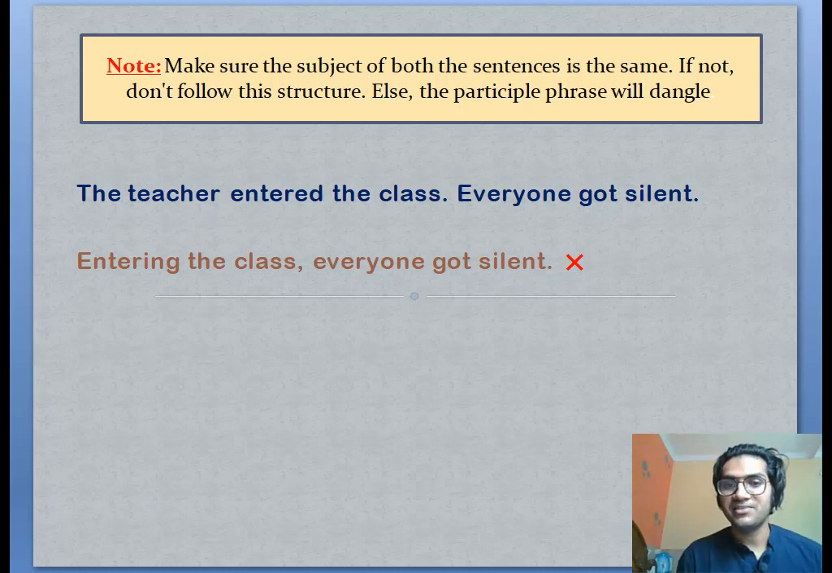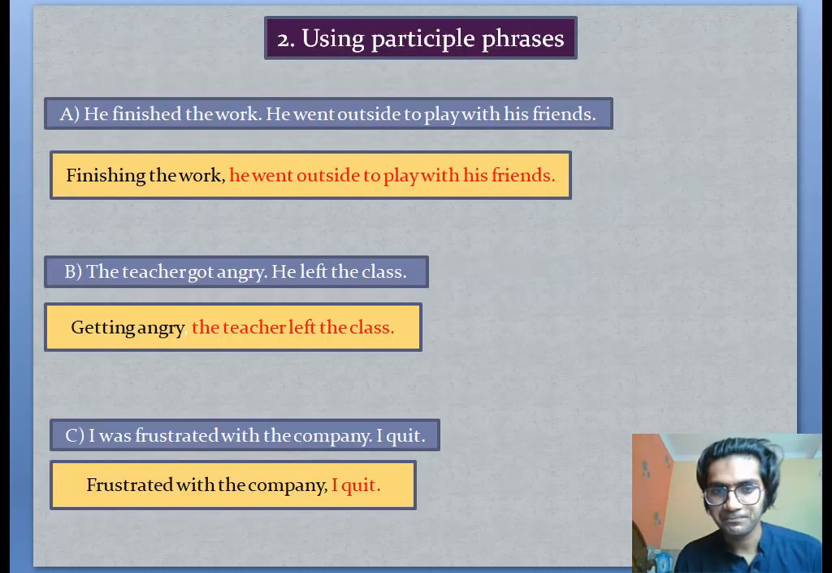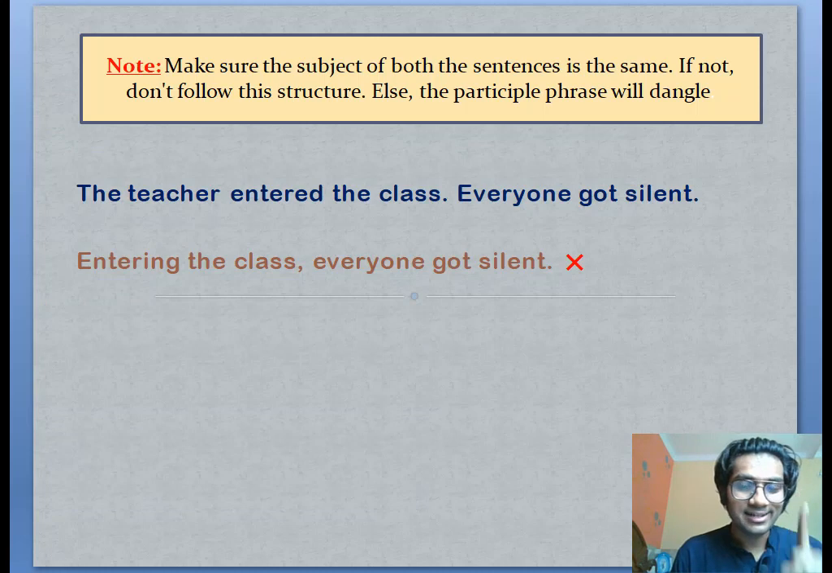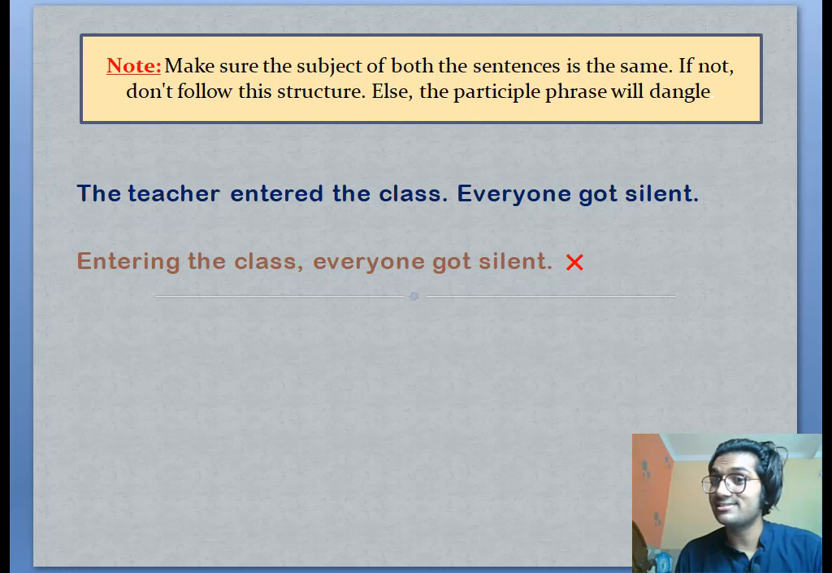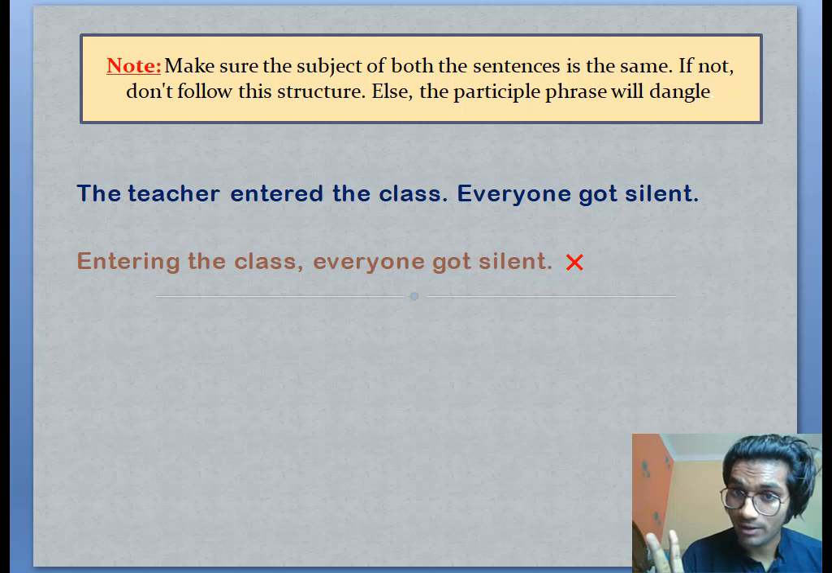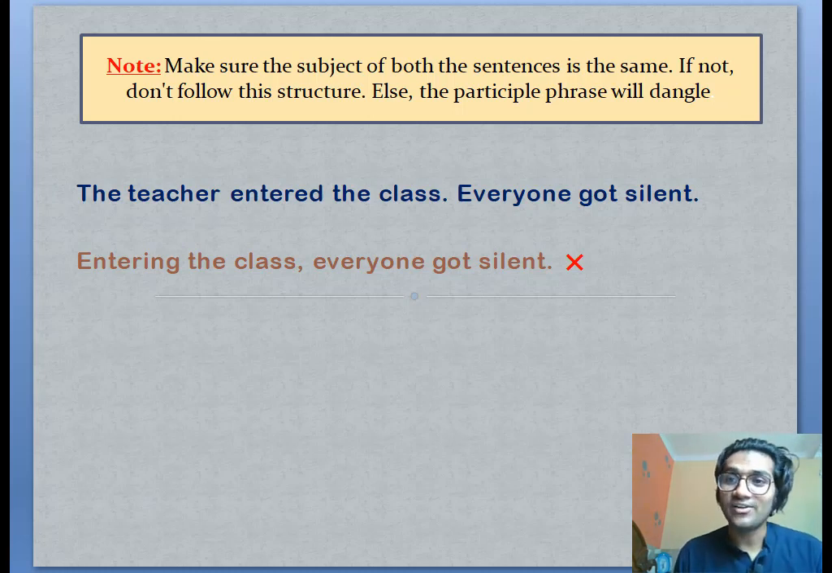So look at this example. The teacher entered the class. Everyone got silent. So we've got two sentences here, right? Number one, the teacher entered the class. What is the subject? The teacher. Everyone got silent. What is the subject? Everyone. So we've got two different subjects, the teacher and everyone. Now, if we say, entering the class, everyone got silent. Is everyone entering the class? No, that's not what's happening. The teacher entered the class, right? So it's a case of a dangling modifier. The participle phrase doesn't have the subject here. The teacher is not there.